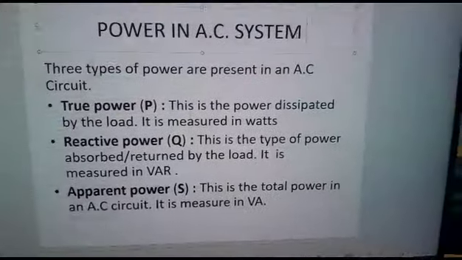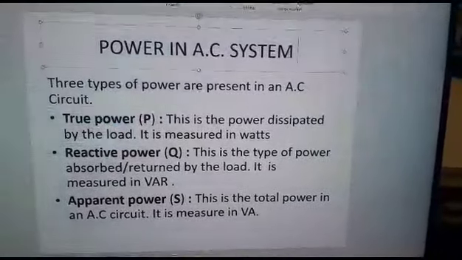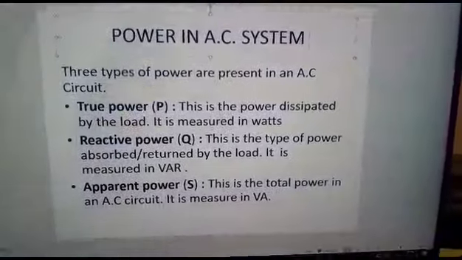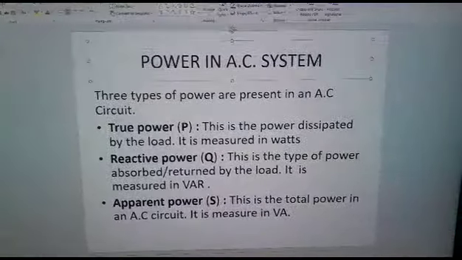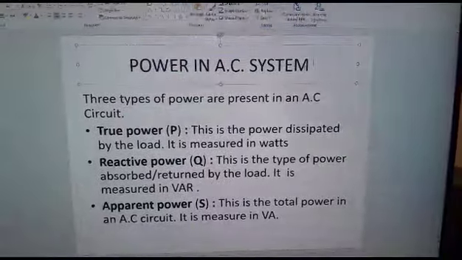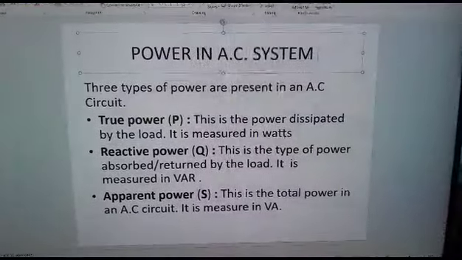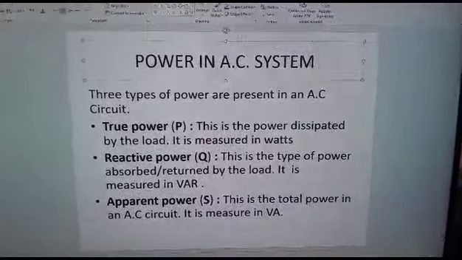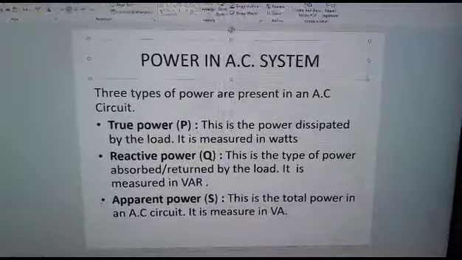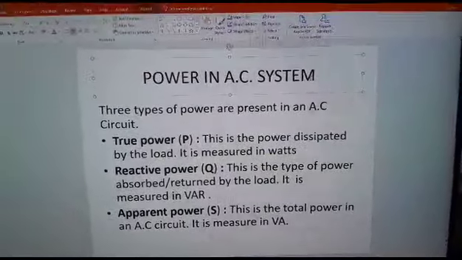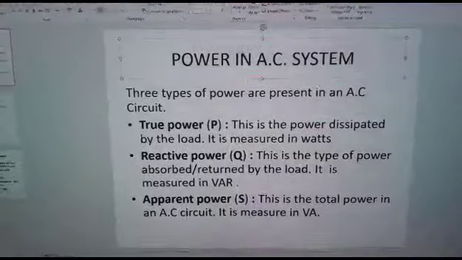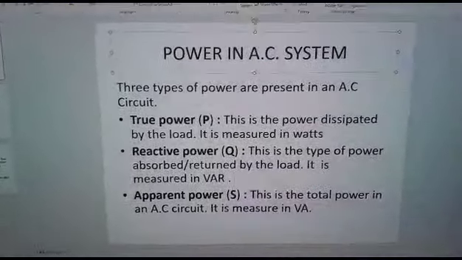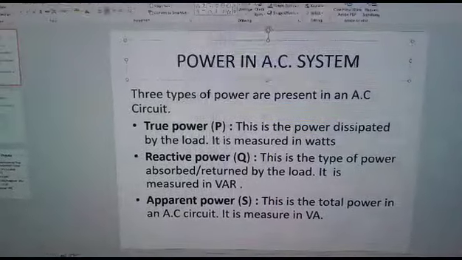The second type of power that we have in an AC system is reactive power. Reactive power is that type of power that is absorbed or returned by the load. Not only that, reactive power is otherwise known as non-active power. This type of power is produced by inductive and capacitive loads. It means this type of power is a wasted power. It is calculated in volt-ampere reactive, VAR.